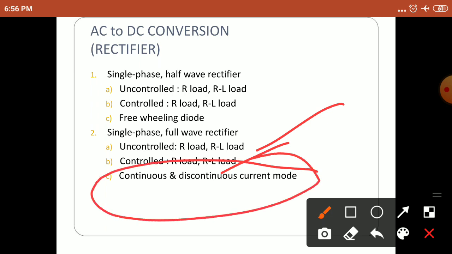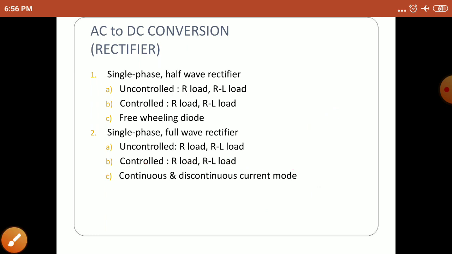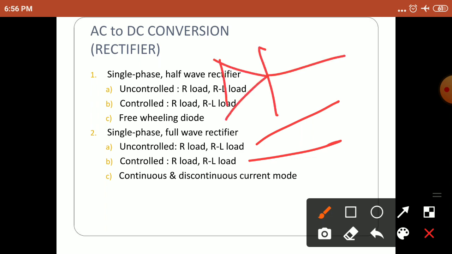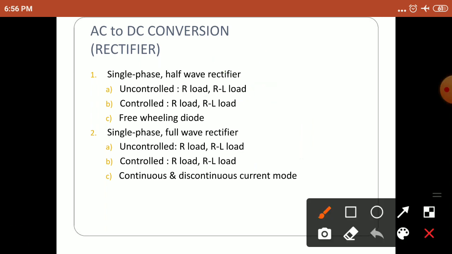The operation of this may be divided into continuous conduction mode and discontinuous conduction mode. Here also, based on the type of switch used, they are classified as uncontrolled and controlled rectifiers. Uncontrolled rectifiers use diodes, this is the diode symbol. For controlled rectifiers, SCRs are used.